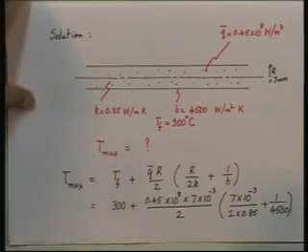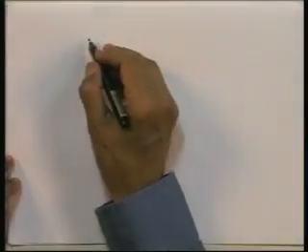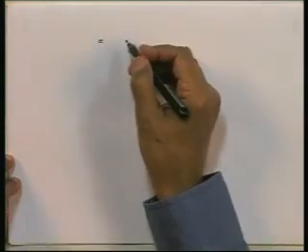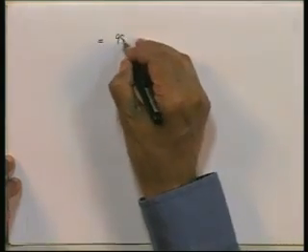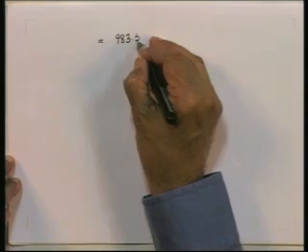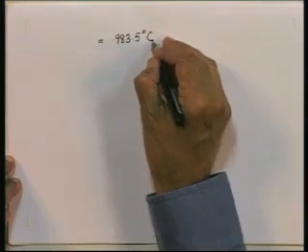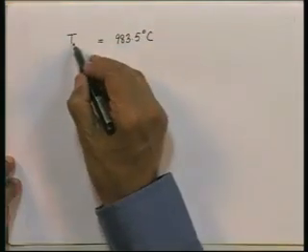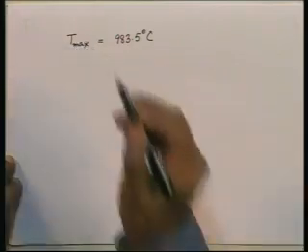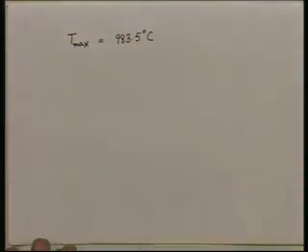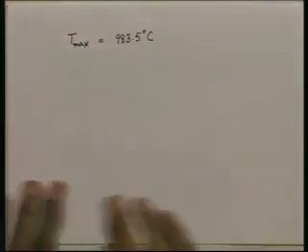All right. And if we do the calculation, we will get this is equal to 983.5 degrees centigrade. T max is equal to 983.5. This is the maximum temperature occurring on the center line of the rod. All right. This is the maximum temperature of the center line of the rod. This is what we are interested in finding.